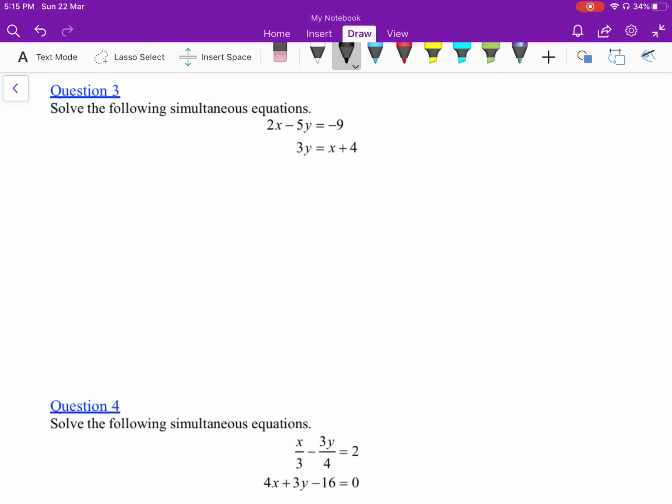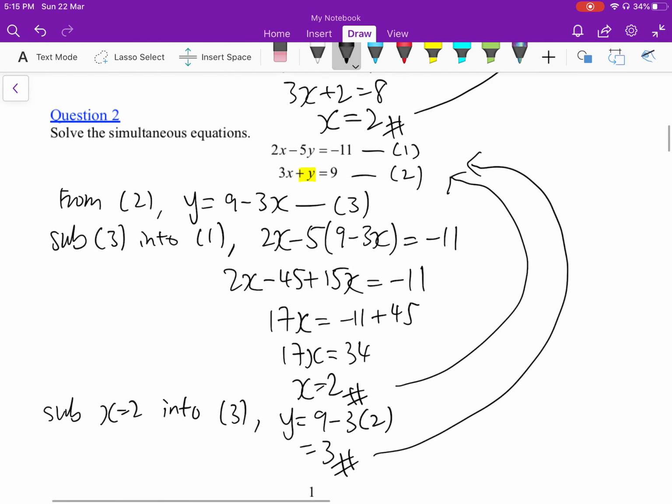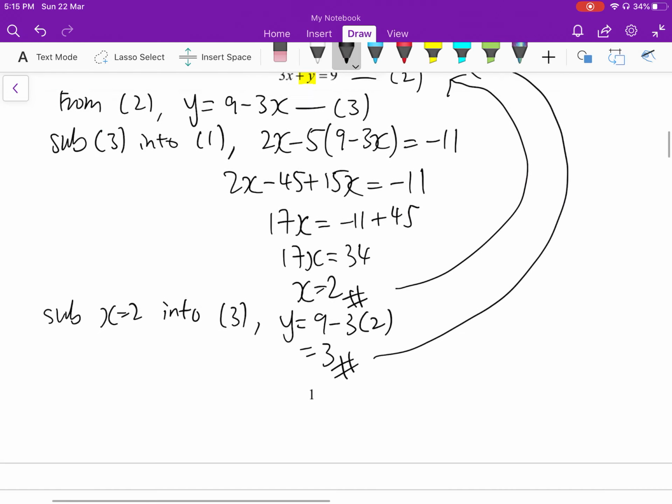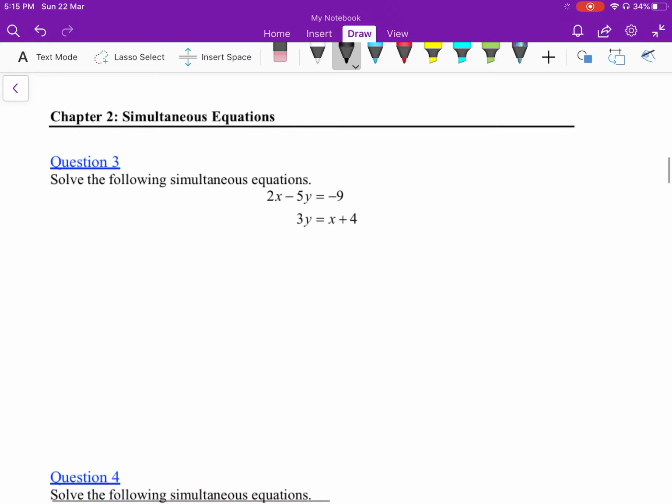We are going to look at R3, Chapter 2 Simultaneous Equation, Question 3 and 4. Question 3 is actually very similar to your Question 2 earlier on. Here we have two equations. Let me just write down equation 1 and equation 2 first.